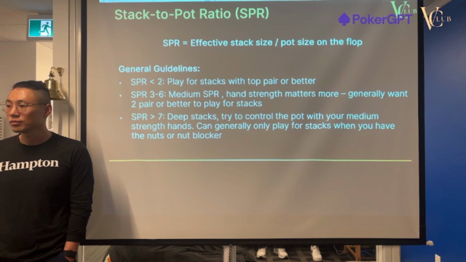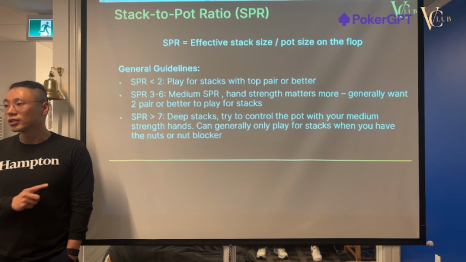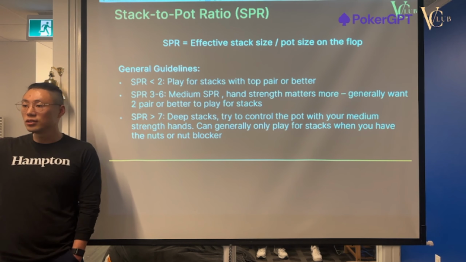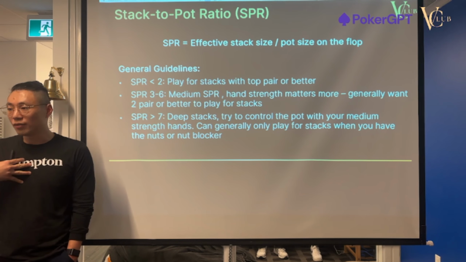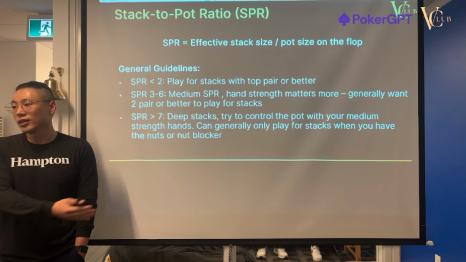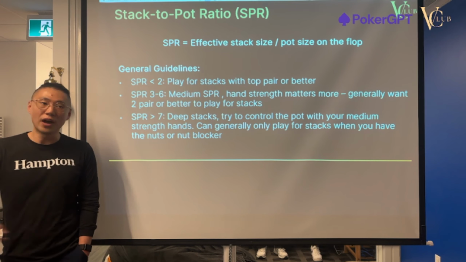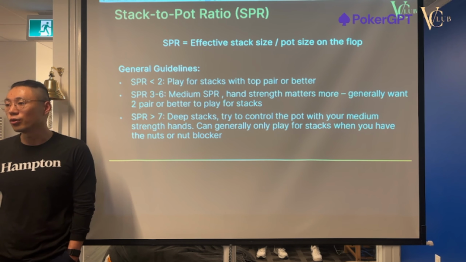Do you consider theirs or yours, or which one do you prioritize? The SPR always uses the effective stack size, meaning whatever the lowest stack is. So even if you have 500 in your stack, but your opponent has 100 and there's 20 in the pot, the SPR is 5. You don't take yours, it's the lowest. Yeah, so if there's 5 people in the pot, you would generally take the lowest. Yeah.